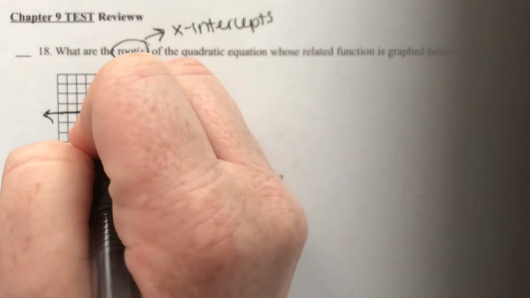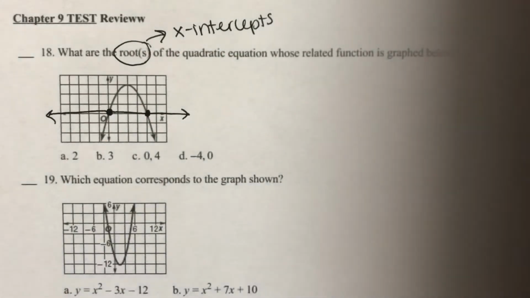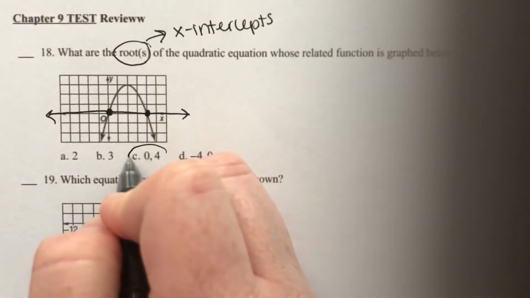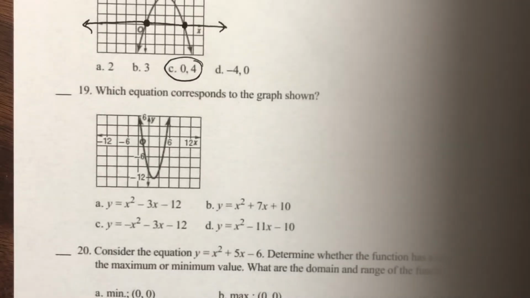Okay, so it crosses at 0 and positive 4. Crosses at 0, positive 4. So what are the roots? 0, positive 4. It's just asking you for the x-intercepts. Easy enough. Number 19. Which equation corresponds to the graph shown?